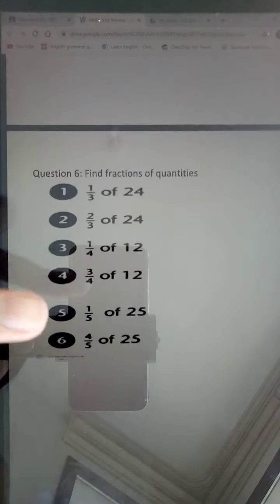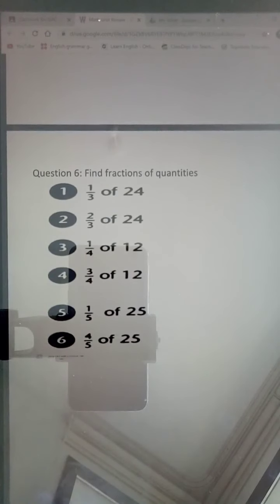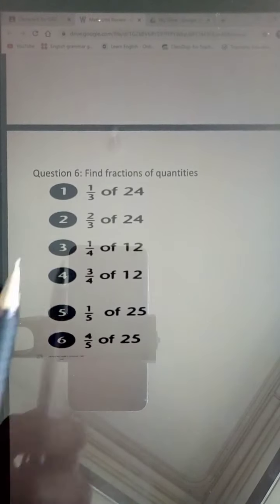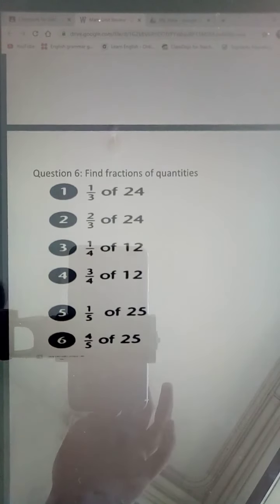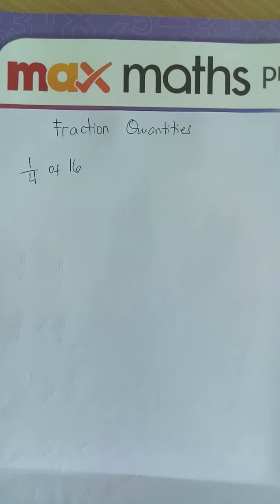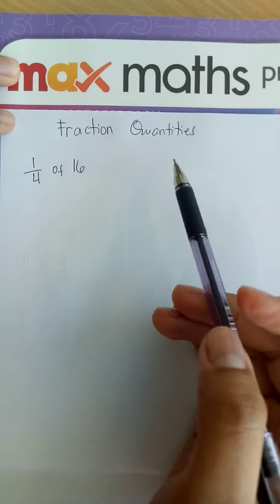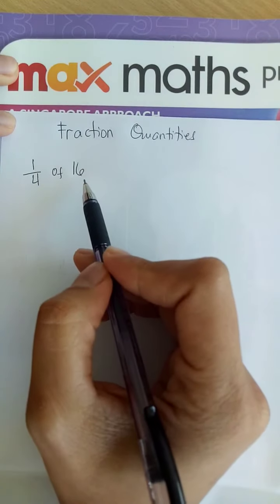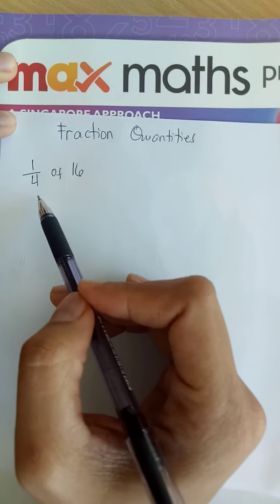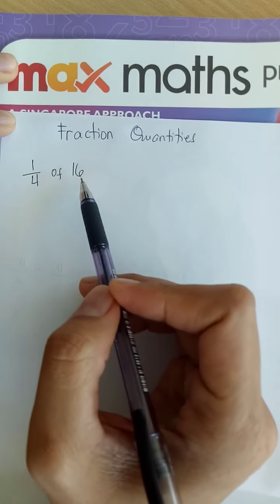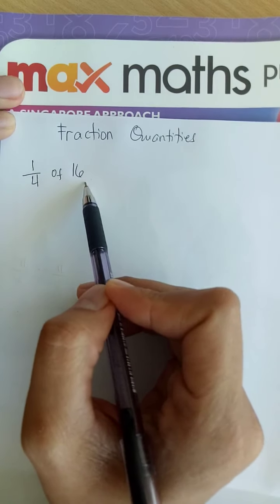So this is our last activity. All right, this is our last activity for our math review or unit review. Fraction quantities. I'm going to explain and show the examples. In fraction quantities, we are going to get the fraction of a given number. Example, here we have 1/4 of 16. So we need to find the 1/4 of 16.